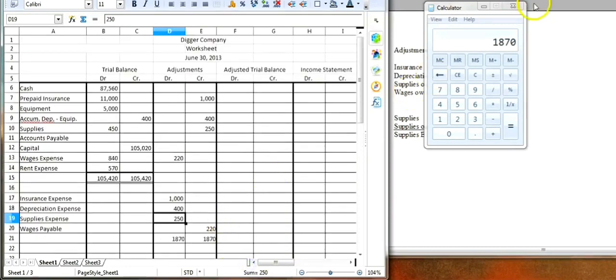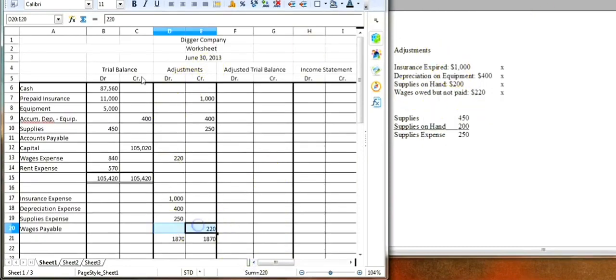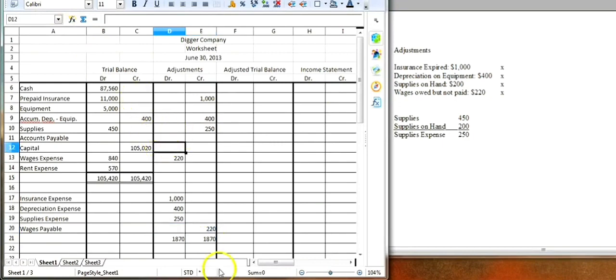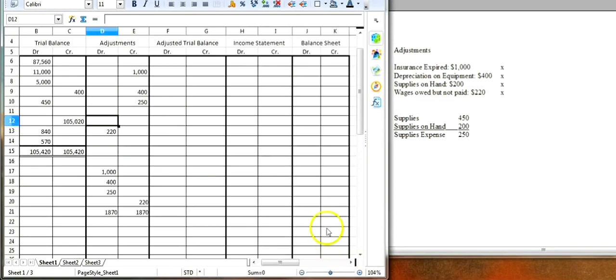As far as the formula does, I do make it look just like it would look over here. I've got a thick line and a double line, and now my adjustment column is completely done. I've locked in all my adjustments over here, and I have totaled them down. So that's what I need to do.